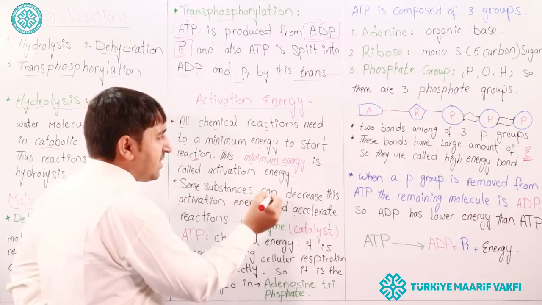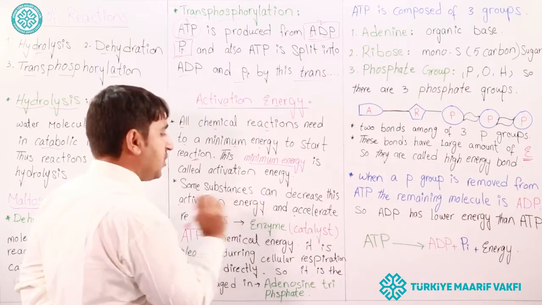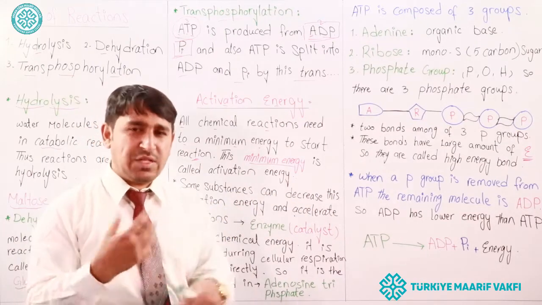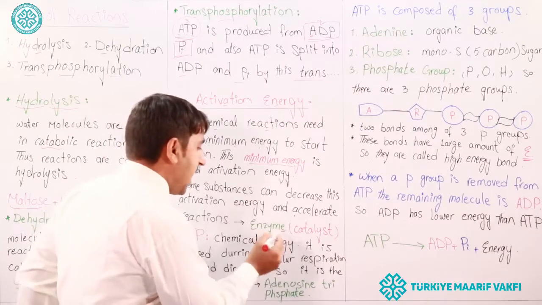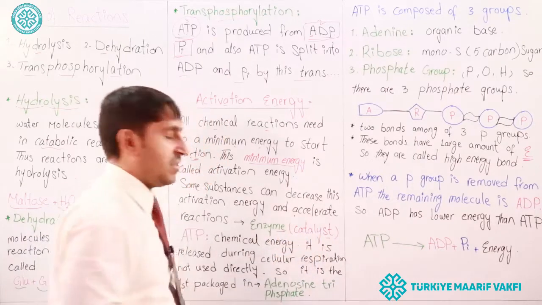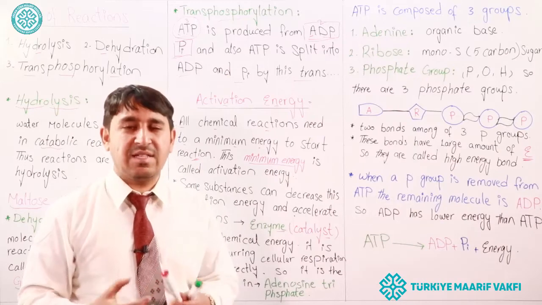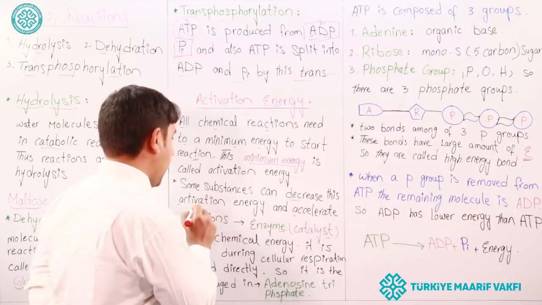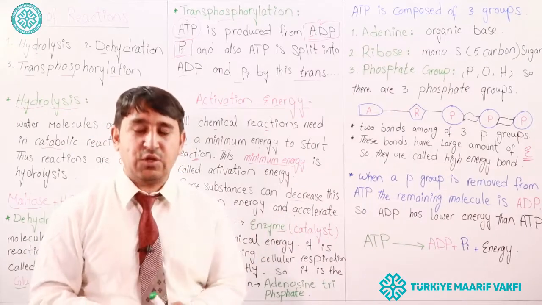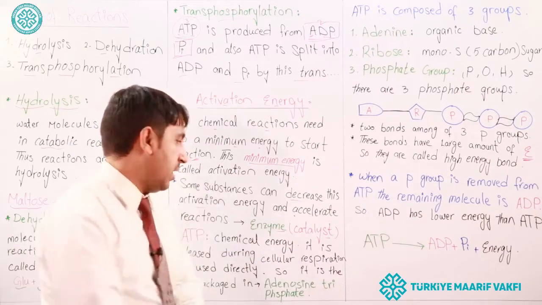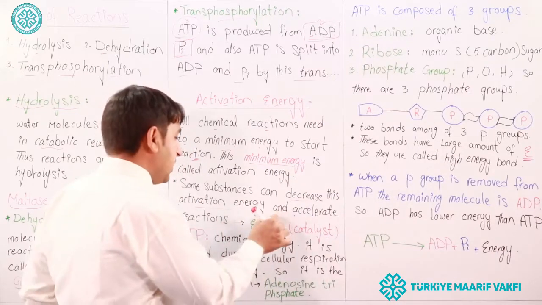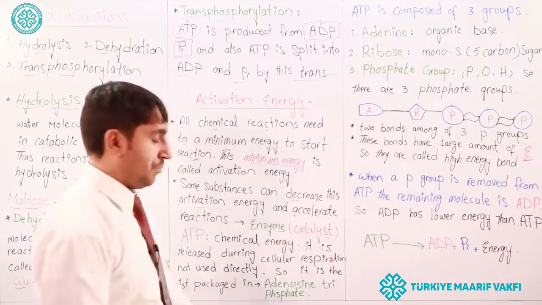Some substances can decrease this activation energy and accelerate the reactions. Those materials are called enzymes or catalysts. Catalysts or enzymes are those materials which can decrease the activation energy and accelerate these chemical reactions. These materials are called enzymes.